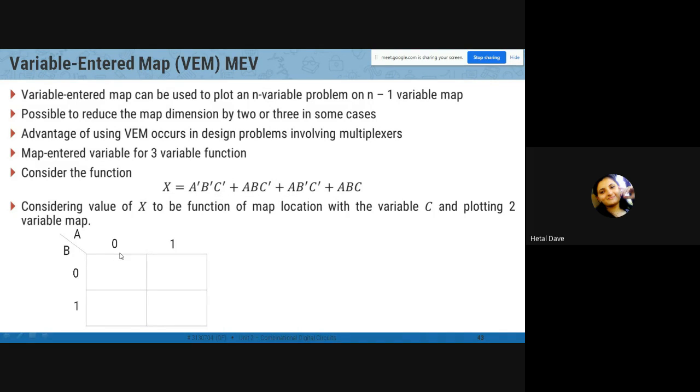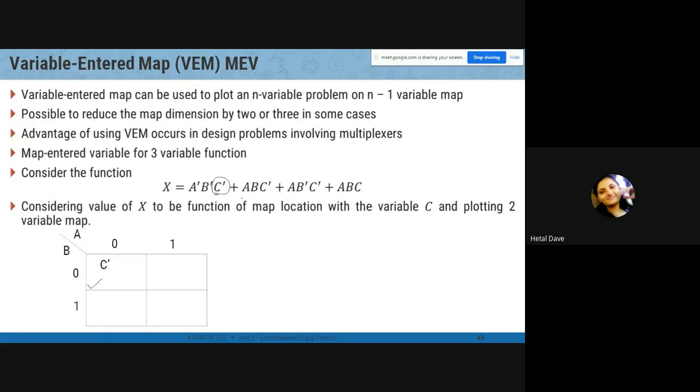Here it is not necessary to write the box name; directly you can check like this. Look at your equation, first of all the first term: A bar B bar. So this is A bar, this is B bar, which means they are talking about this cell. Right now we are looking at how the map can be constructed. What is the third variable there? C bar. So here we will write C bar. Two variables are considered to draw the map, and the third variable will be entered. That's why the name is variable entered map.